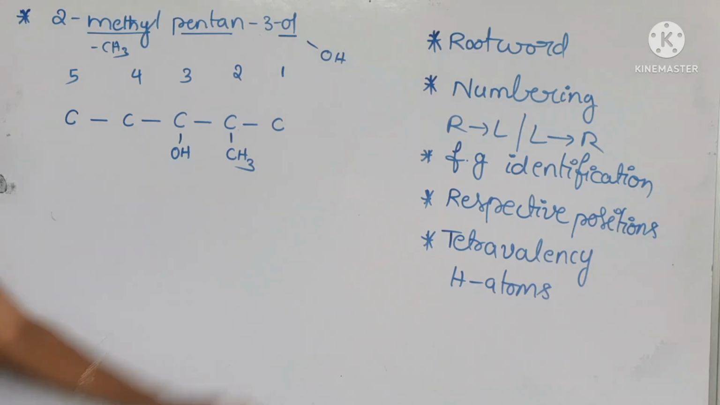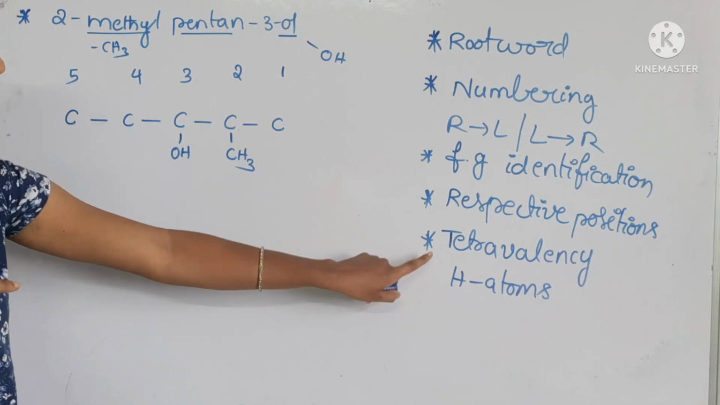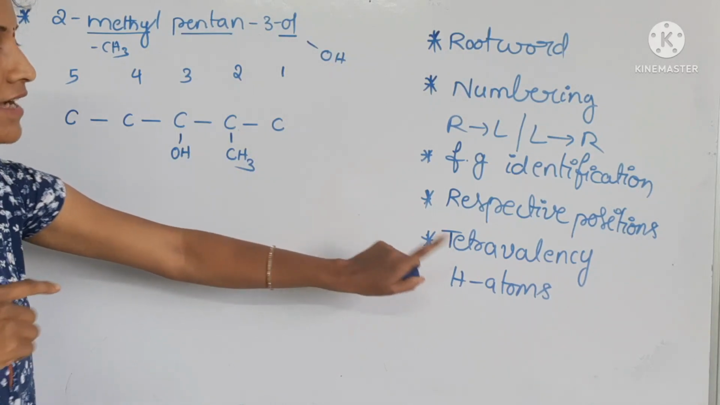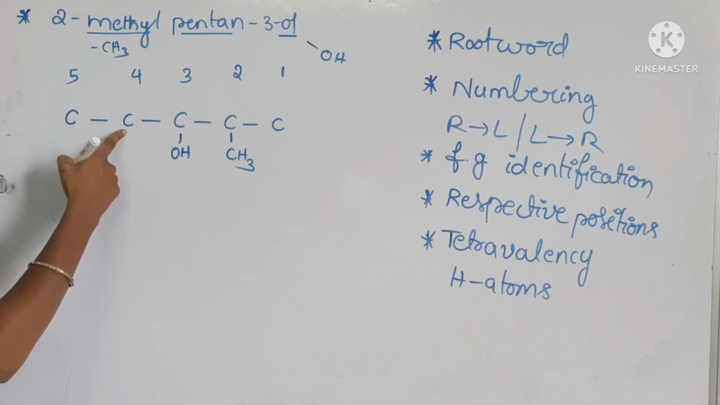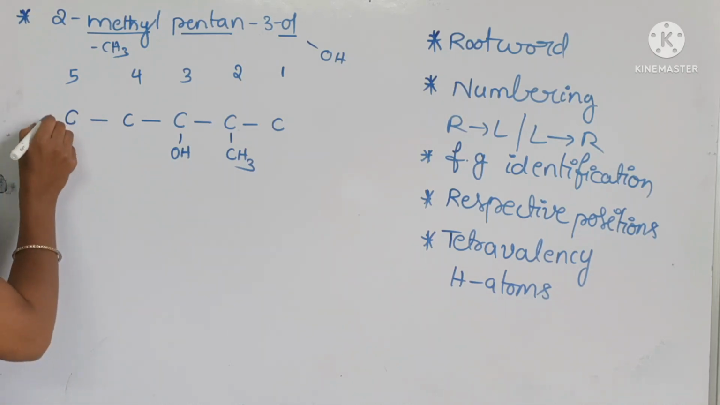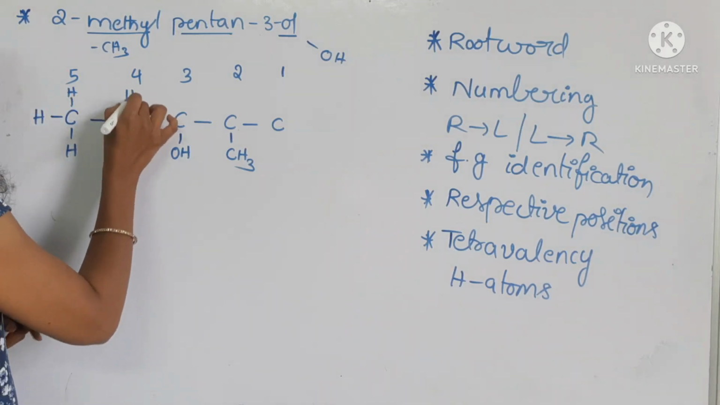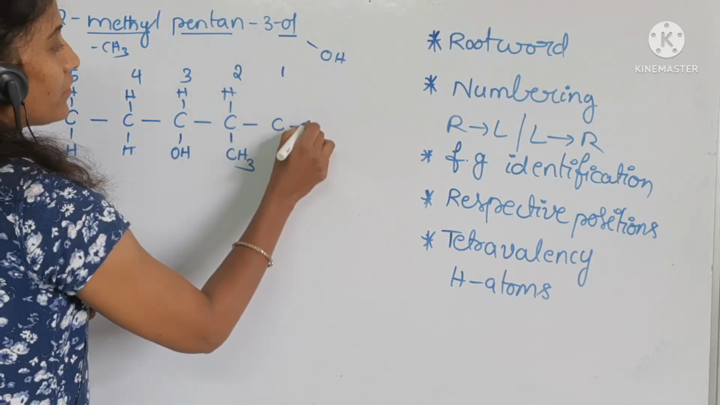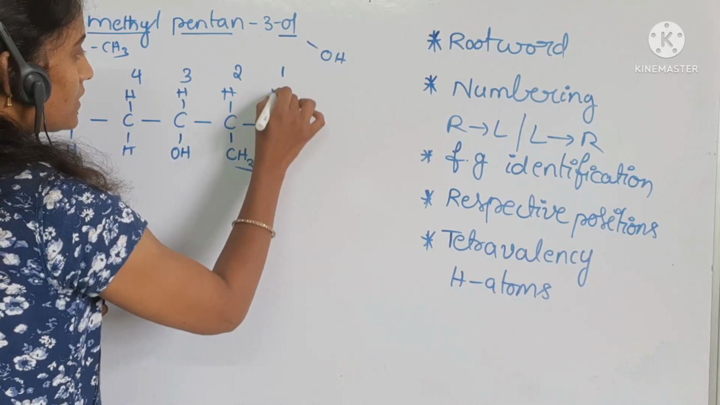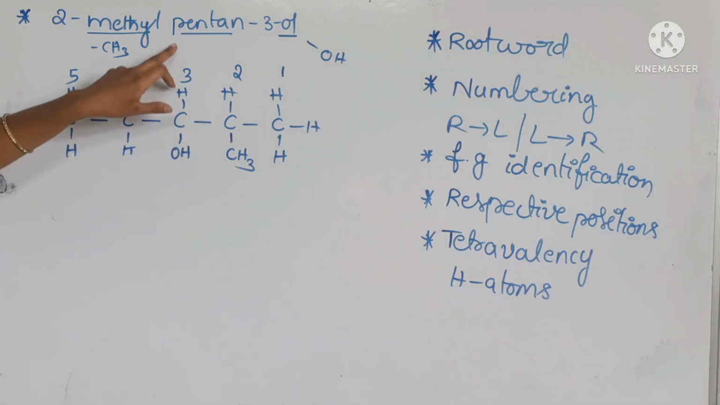After that, identification and attachment of functional groups are finished. Then the last step is tetravalency of carbon atoms. You can check this carbon atom attaches with one more carbon atom, so the remaining 3 hydrogen atoms you have to attach to this carbon atom. For this carbon atom, 2 hydrogens, this one hydrogen, this one. For this one, 3 hydrogens. See, this is 2-methyl pentan-3-ol, students. The chemical structure of this organic compound.